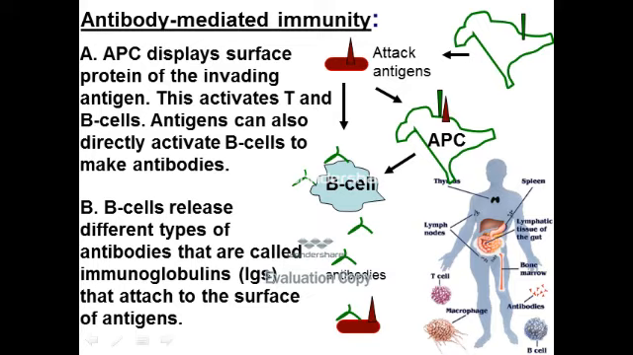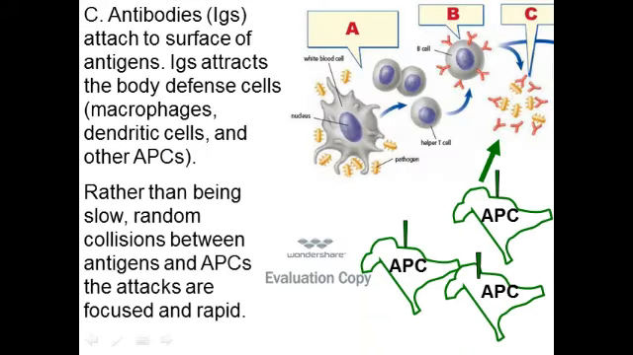Okay, let's get those terms straight. Antibodies are good, produced by B cells. Antigens are bad, those are the invaders. Once these antibodies attach to the surface of antigens, they're going to attract our body defense cells like macrophages, dendritics, any other APCs.